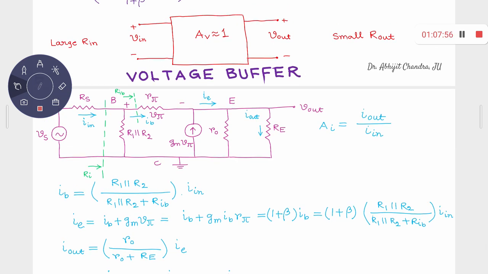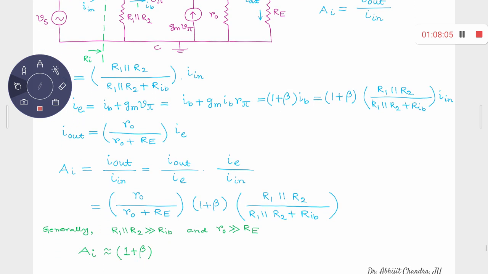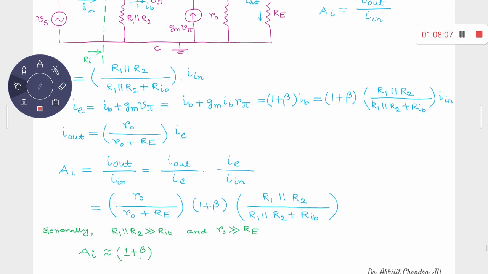Right. Beta, right? 1 plus beta. Yes, it is close to 1. And if you do this calculation, then you find that the actual calculation tells you R0 by R0 plus RD multiplied with 1 plus beta multiplied with that one.